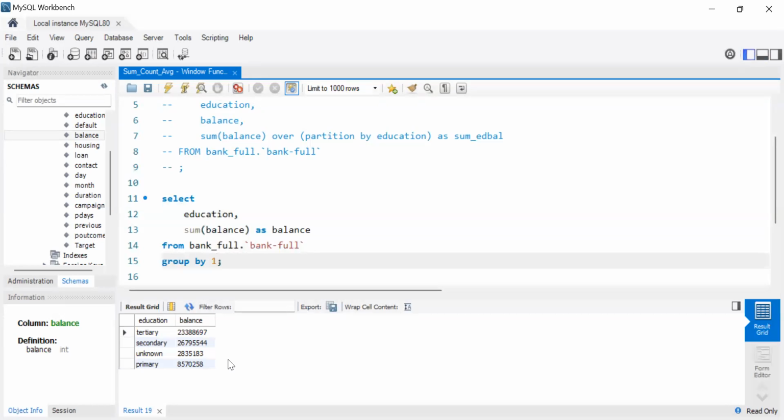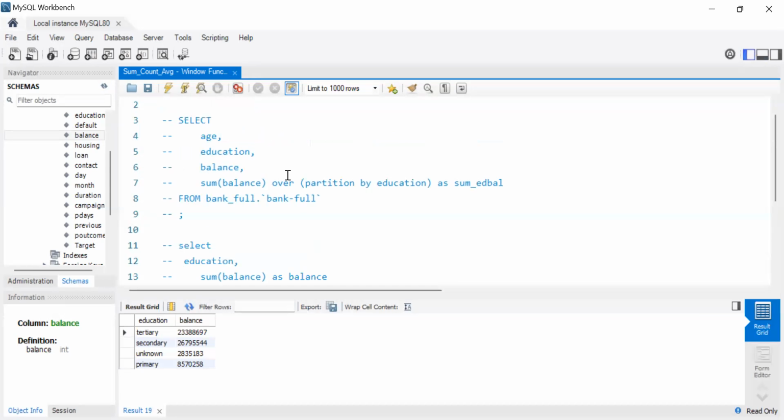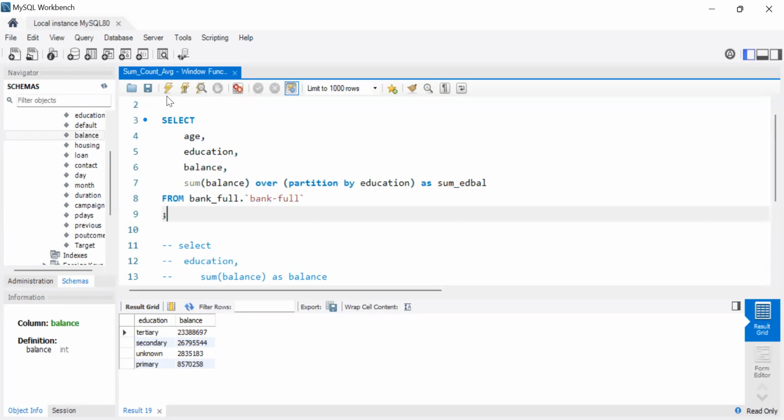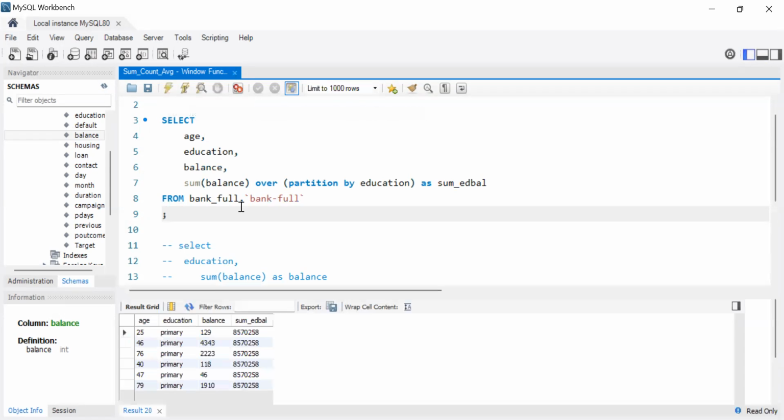So the only difference again is with the Windows function, you could see, oh, person 57, this is their balance, and this is the aggregated balance for the category they are in. Yeah. So we can go back here and let's uncomment and run this again. Okay, so this can help you prioritize.